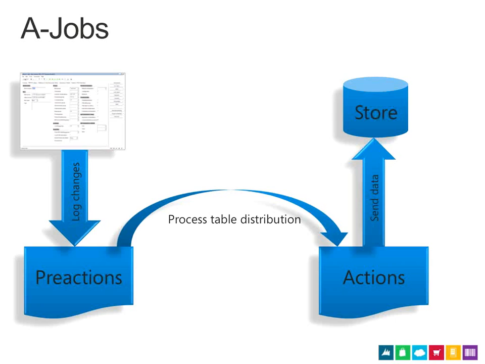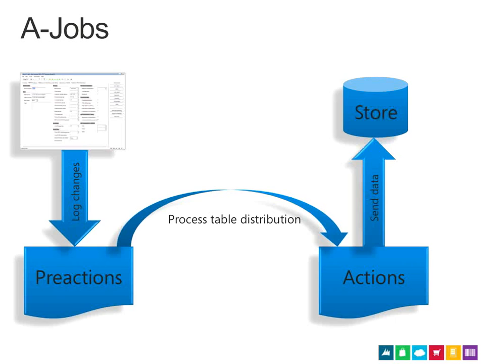So we're going to take a quick look at how A jobs run, because they have somewhat different functionality. What I'm showing here is, let's say you're making a change to an entity in AX. We do the change tracking, logging this and writing it into a table called the retail pre-actions.